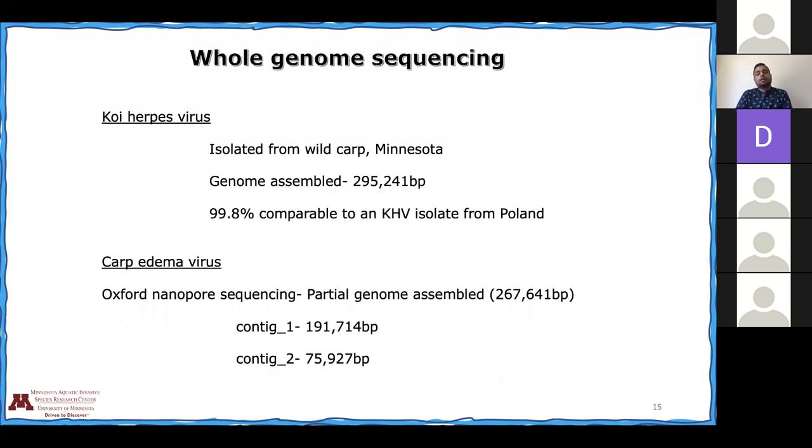Next, apart from this experiment, we also did some whole genome sequencing of koi herpes virus and carp edema virus. Recently we isolated koi herpes virus from wild common carp of Minnesota, and we were able to assemble the whole genome. This koi herpes virus shows 99.8% similarity to the KHV isolated in Poland. And using Oxford nanopore sequencing, we were able to assemble a partial genome of carp edema virus. Here you can see how big the contig size is.